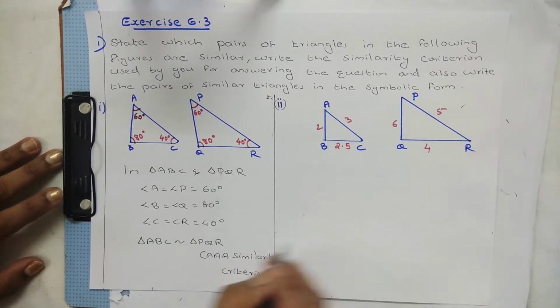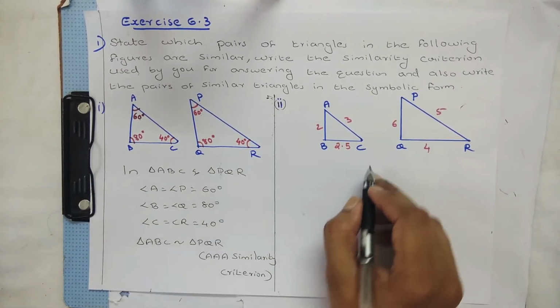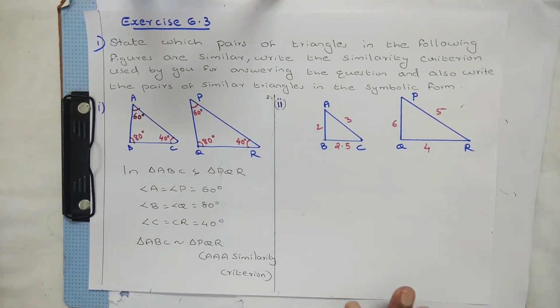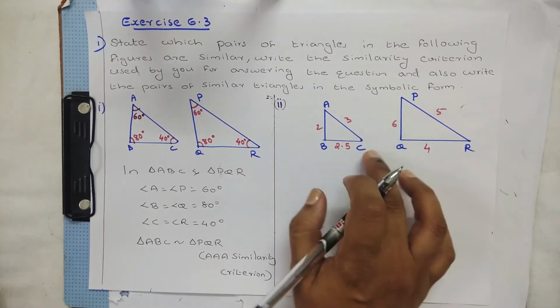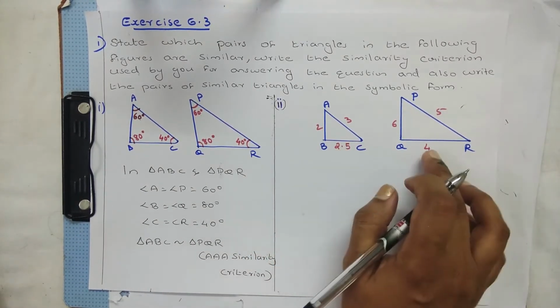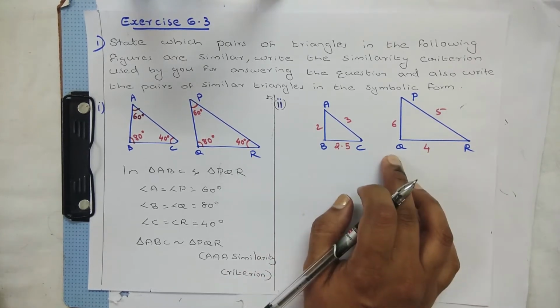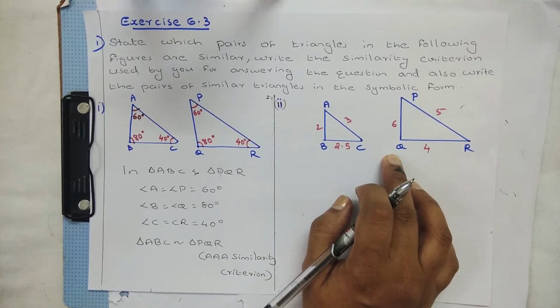The next one, sides they have given, corresponding sides. So we have to use which? So far we learned AAA similarity criterion, SSS similarity criterion and SAS. So here sides, all the three sides they have given. We have to find out the corresponding sides whether they are proportional or not. Then we can tell by SSS similarity criterion whether it is similar or not.